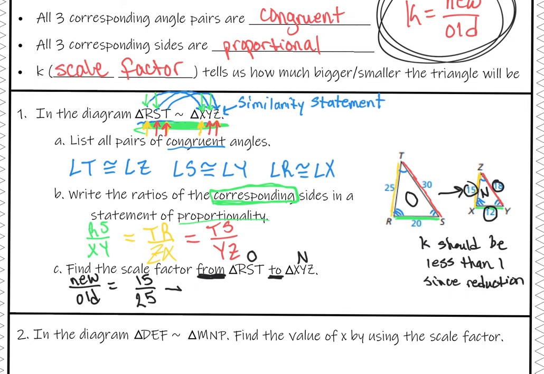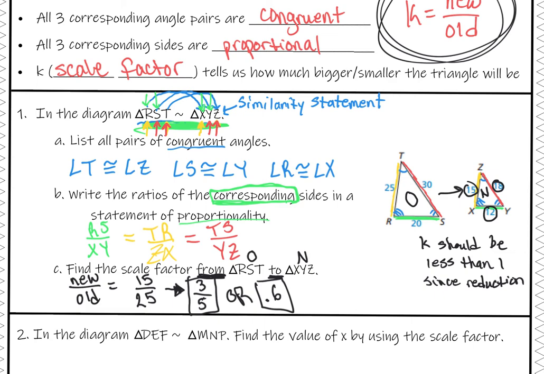And 15 over 25 reduces to, just divide the top and the bottom by 5. What is that going to be? 15 divided by 5 is 3, and 25 divided by 5 is 5. So there is our scale factor, 3/5. Or as a decimal, that would be 0.6. Yeah, 0.6. So there's our scale factor. Obviously, we know it's less than 1 because it's getting smaller.